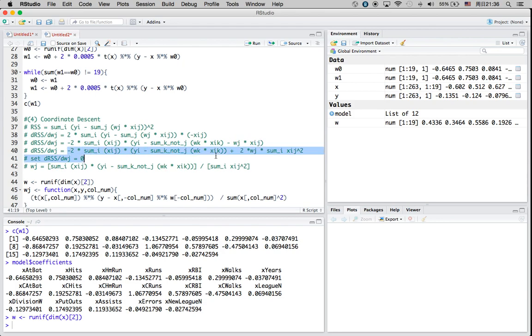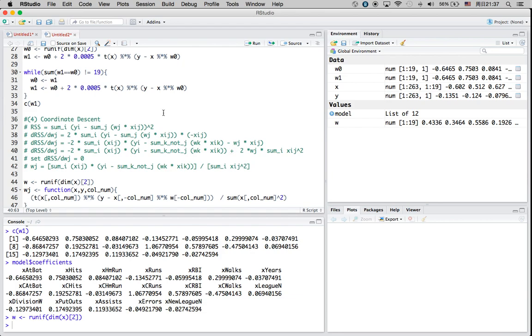So you have -2 sum, and then this part is the same, and then I'll use -2 sum of xij multiplied by this. So this will give me this part here. Since there are two xij here, and since there is also a negative sign here, it's plus 2 times wj, and then sum from 1 to n, and then xij squared.